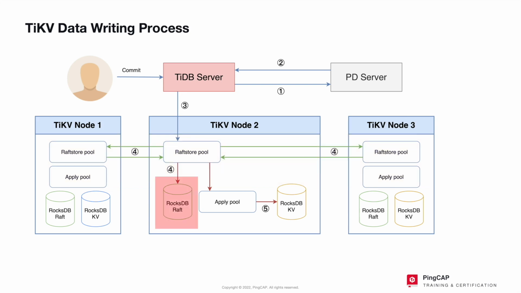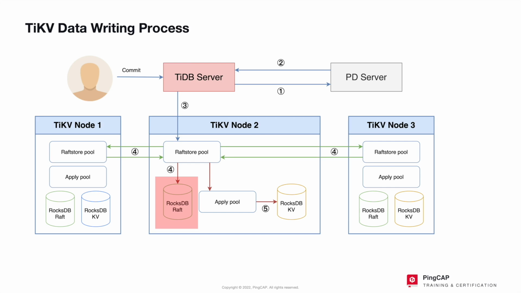Recall, there are two RocksDB instances in each TiKV node. One instance is responsible for persisting Raft logs. We call this one RocksDB Raft. The other RocksDB instance is responsible for persisting the real key value pair data. We call this one RocksDB KV.